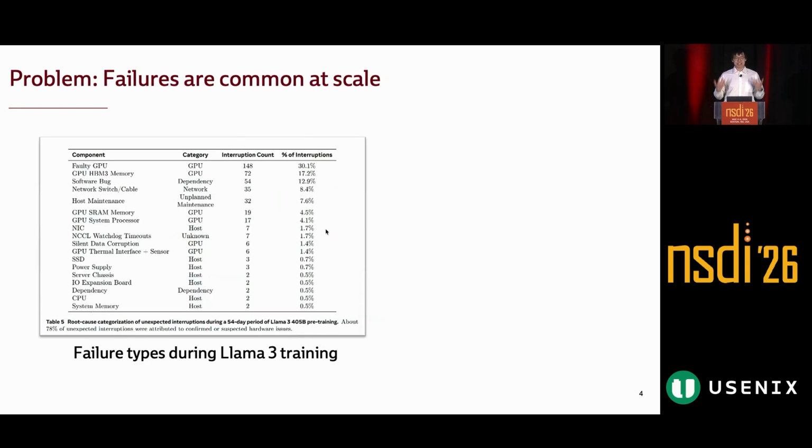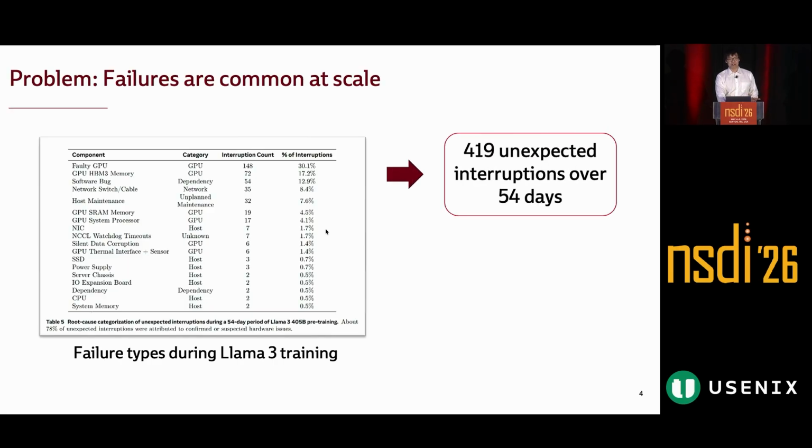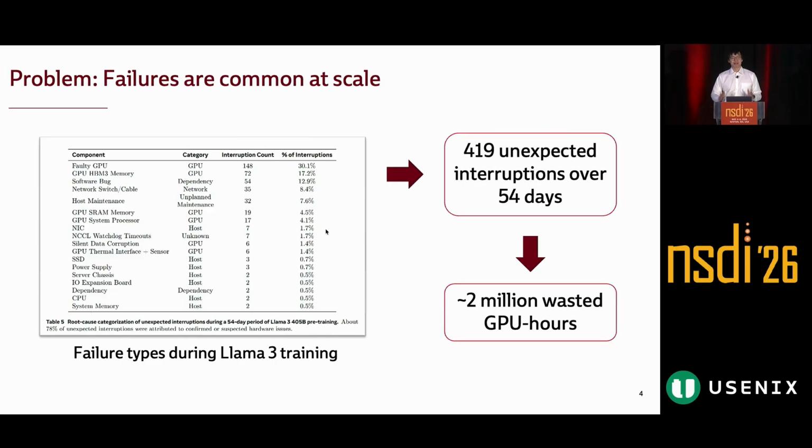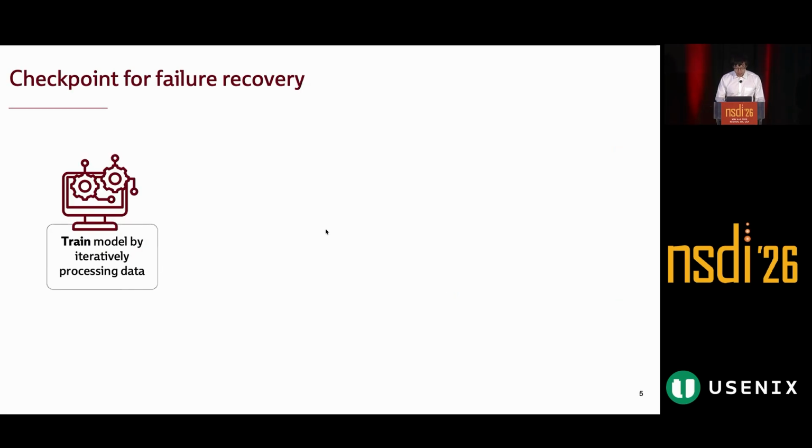And such a demand scale brings failure as a major challenge. In the Llama 3 training report, for instance, Meta has reported a detailed failure analysis and reported 419 failures over the 54 days of training that required a recovery, which wastes about 2 million precious GPU hours. To minimize this wastage, a fundamental operation existing systems rely on is DNN checkpointing.